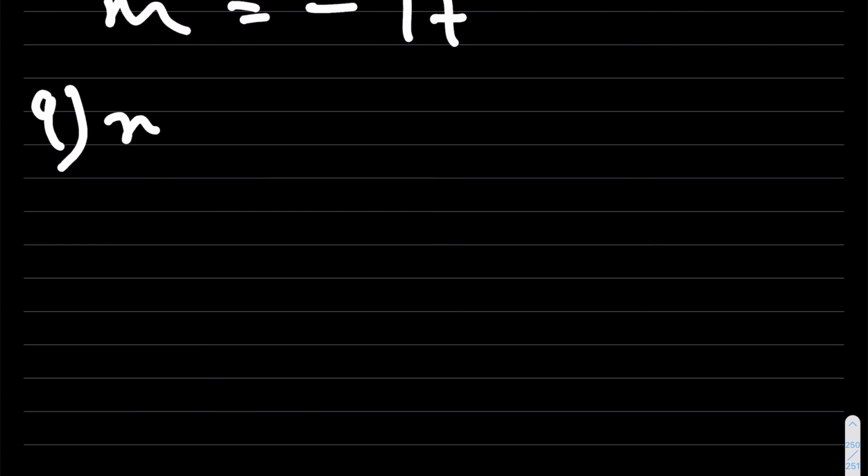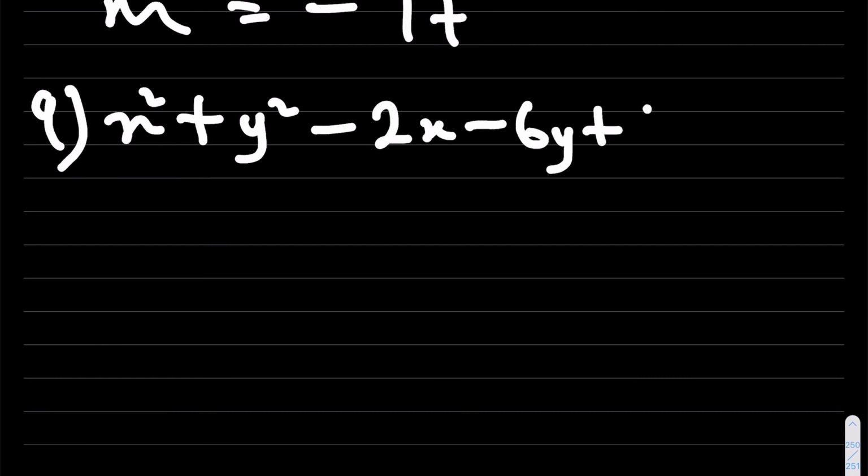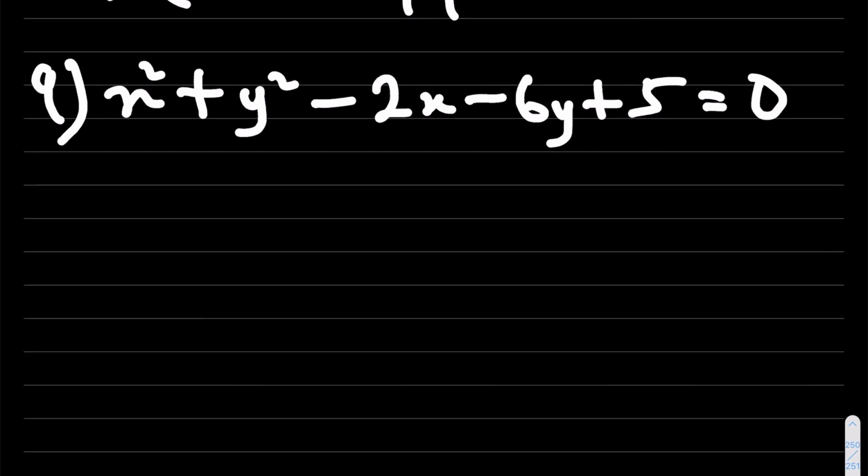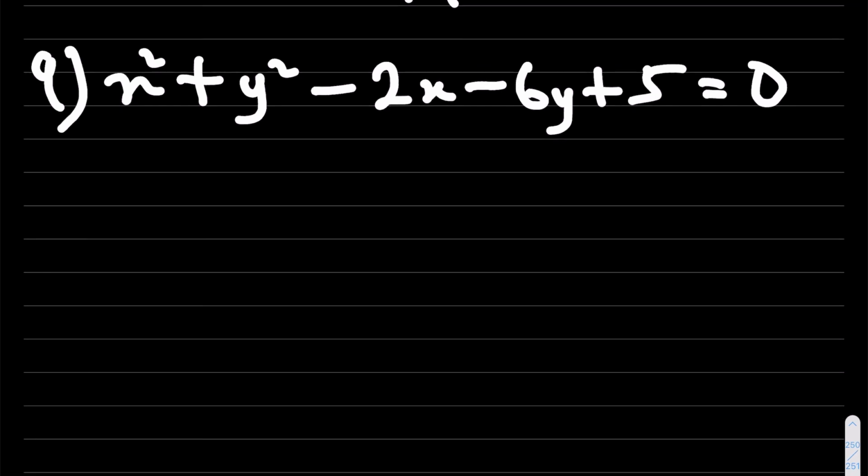If x squared plus y squared minus 2x minus 6y plus 5 equals 0, evaluate dy dx when x equals 3 and y equals 2. This is what we do. We just differentiate this function and put x equals 3 and y equals 2 in whatever we get.